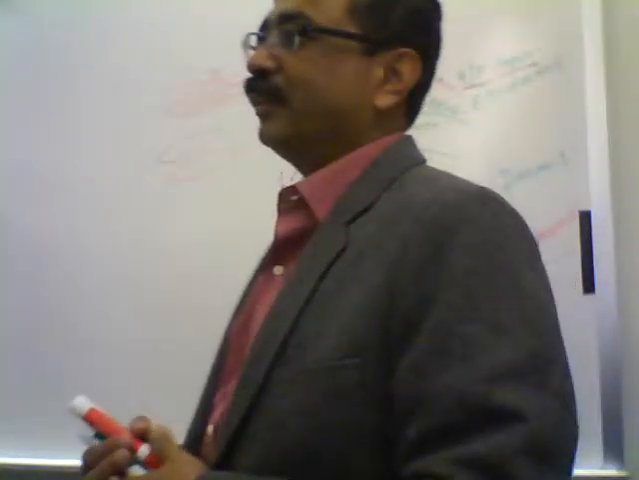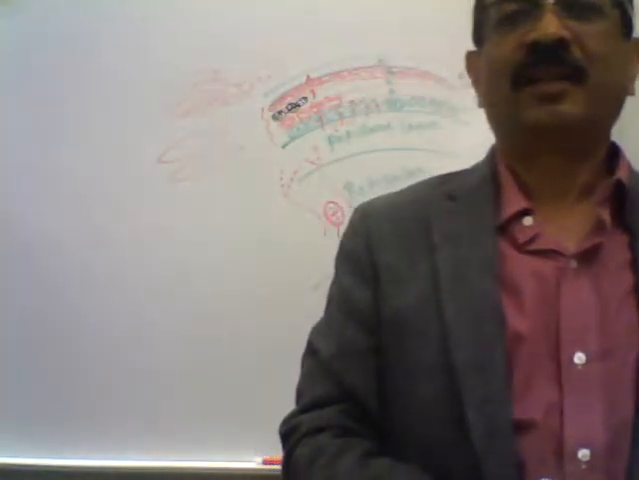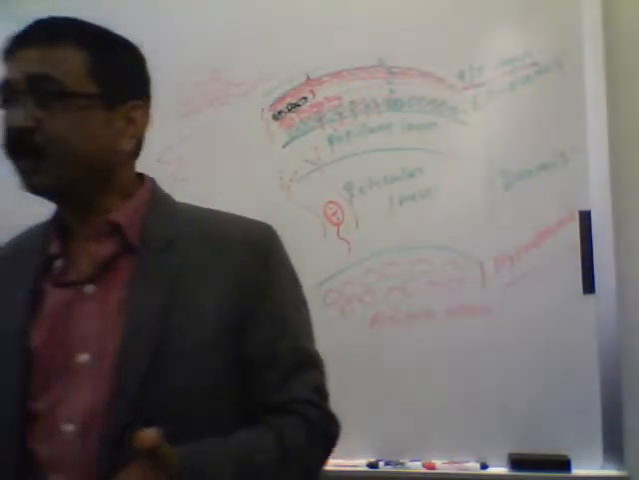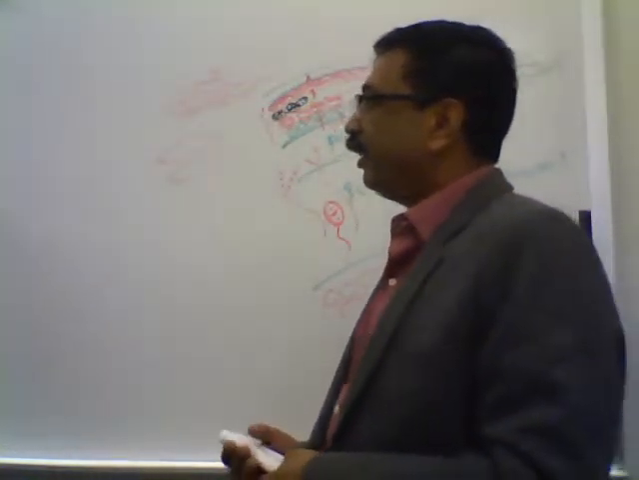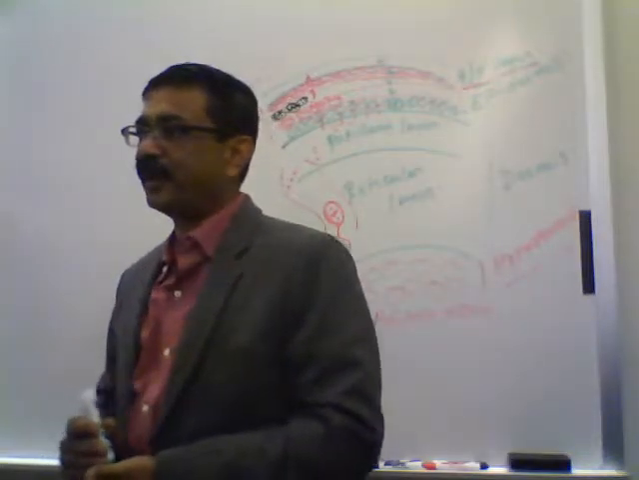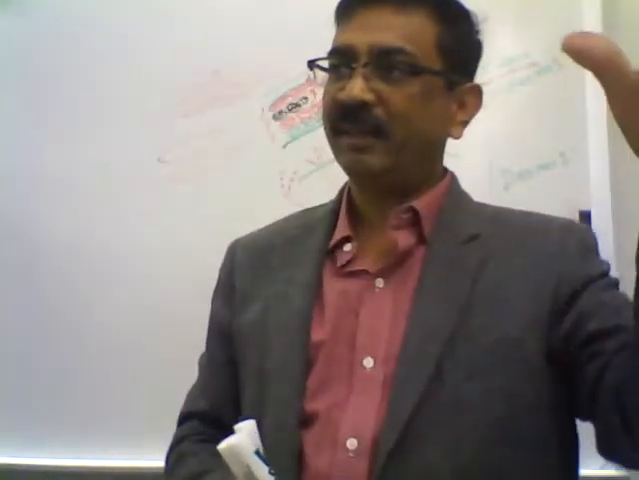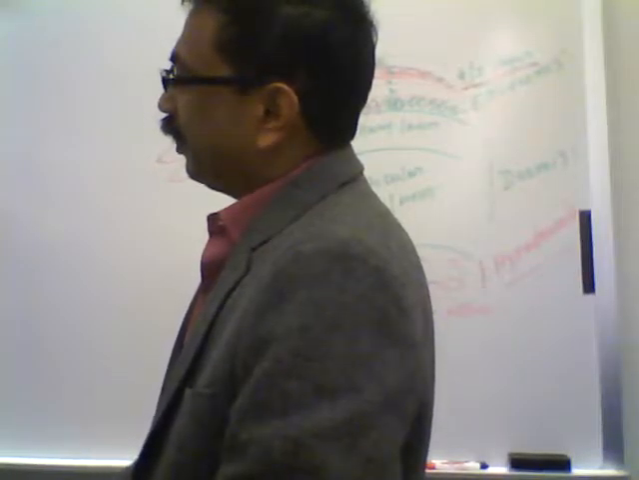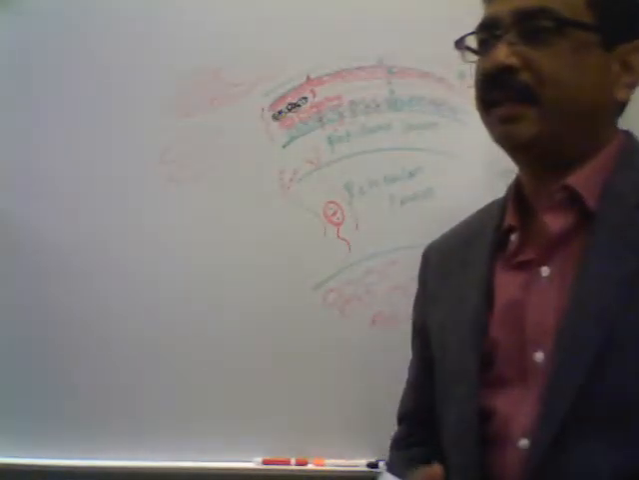Then stratum lucidum. This layer is only present in thick skin, absent in the thin skin. That's why thin skin has 4, thick skin has 5. This layer is also called clear layer. This layer is transparent, like a thin flat glass. And this layer is formed by dead keratinocytes.